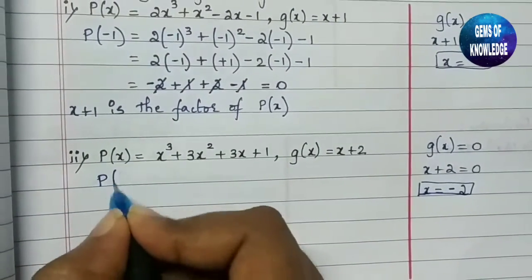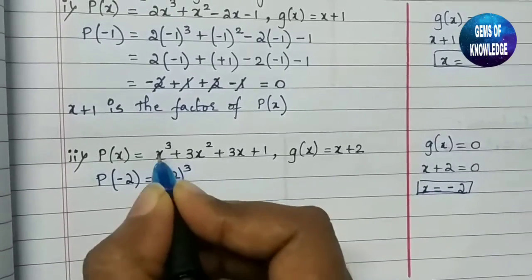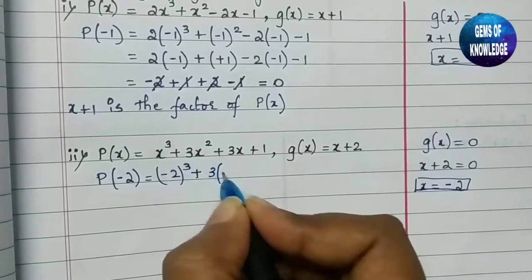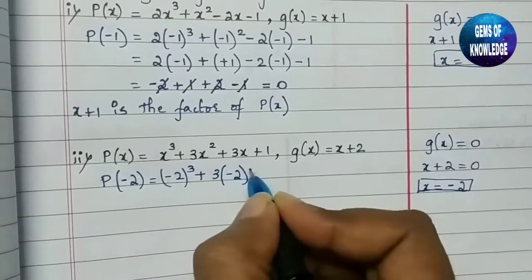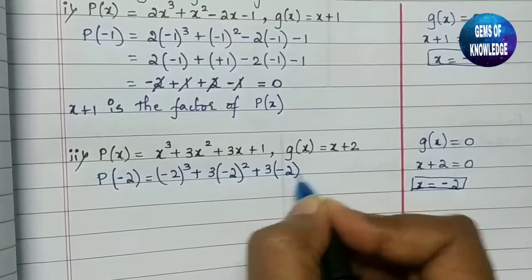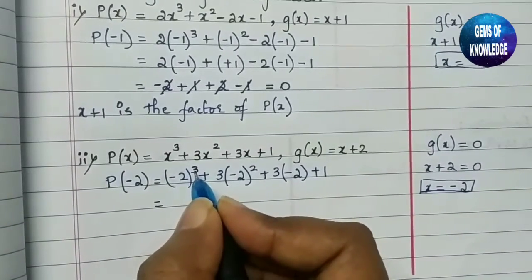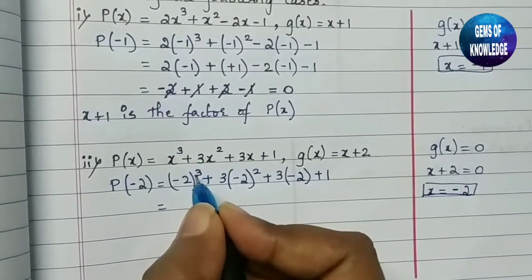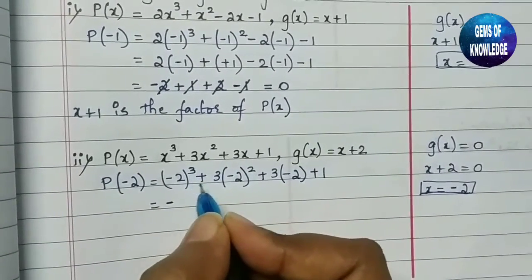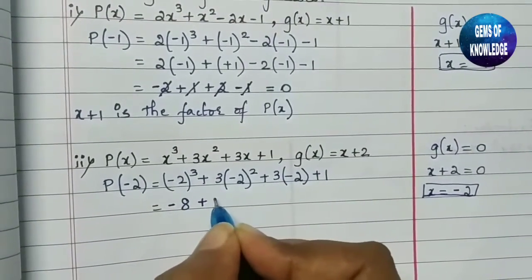So let us substitute: p of minus 2 is equal to minus 2 whole cube, plus 3 will be as it is, and in place of x we will write minus 2 whole square, plus 3 into, in place of x we are writing again minus 2, and plus 1 will be as it is. So here minus 2 cubed, so minus 3 times means it will be minus itself. 2 into 2 will be 4 and 4 into 2 will be 8. Then plus 3 will be as it is.